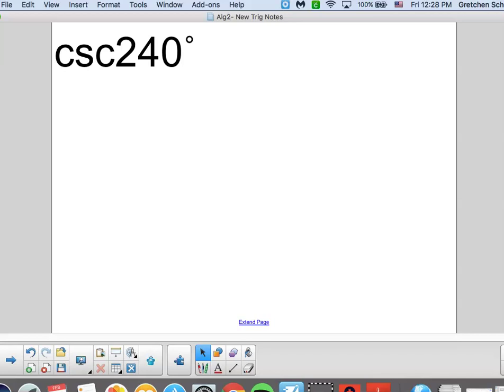Step 1, where do you draw an angle for? 240. So if you don't know where to start these, always start with your angle. On every assessment you take, these problems are worth like 4 points. 1 is for your triangle, 1 is for the sides of your triangle, 1 is for is it positive or negative in the right way, and there's only 1 for the answers.